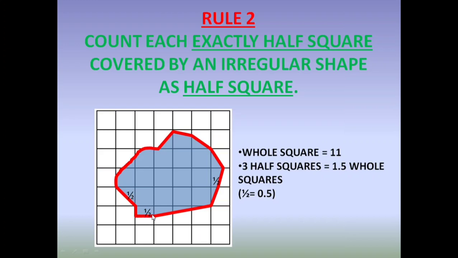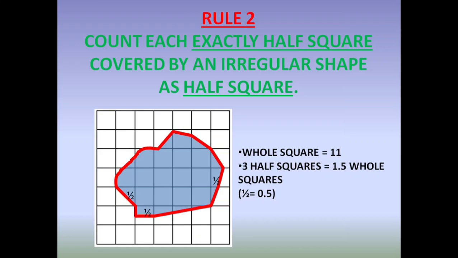Similarly, this side divides this square into two equal parts. So this part is what? Half. Same is the case with this slanting line. This slanting line is also dividing this square into two equal parts. So that is why it is again half. And as you all know that two halves make one whole. So three halves would make it 1.5 whole squares.